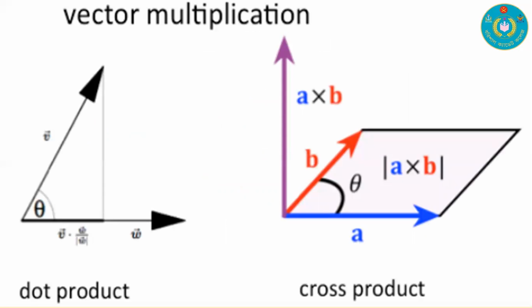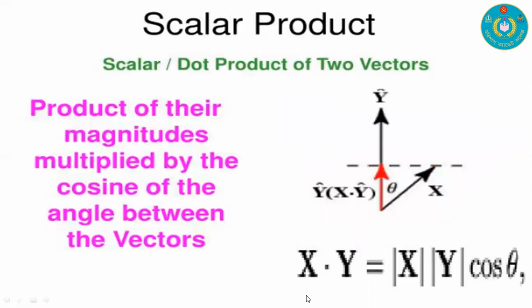And now we are going to discuss vector multiplication. There are two types of vector multiplication. One of them is the dot product, and the other one is the cross product. Now we are going to discuss the scalar product or dot product of two vectors. The definition of scalar product is the product of their magnitudes multiplied by the cosine of the angle between the vectors. Here x dot y is equal to xy cos alpha, and this is the diagram.